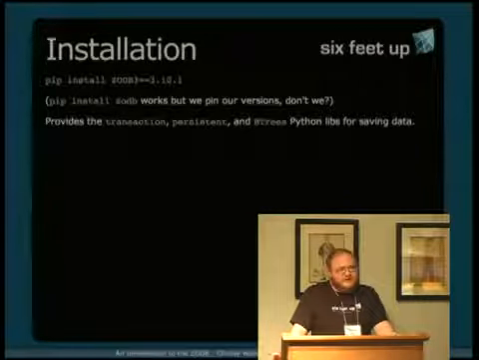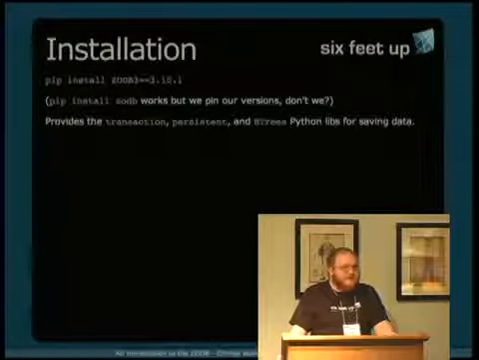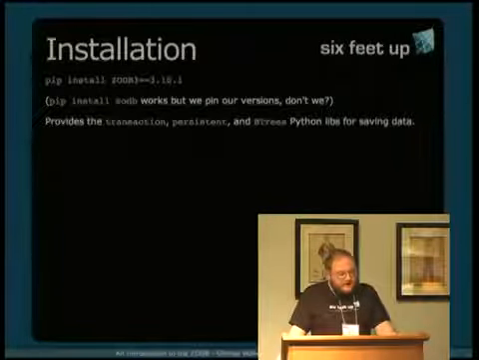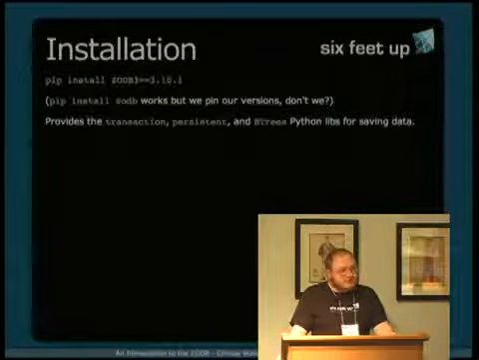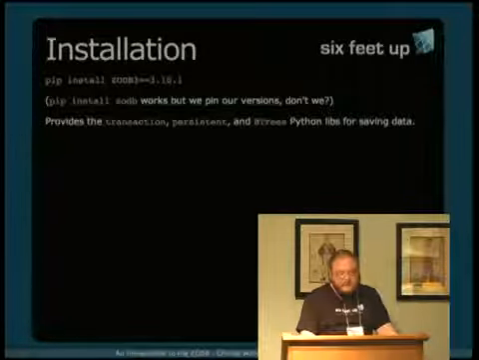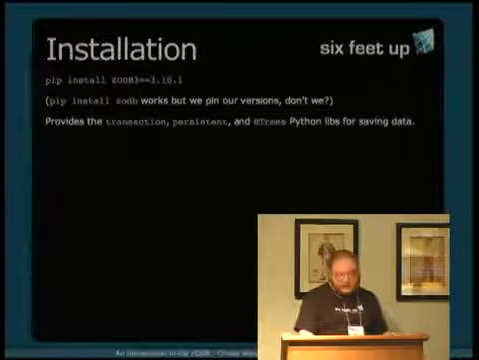Installing the ZODB gives you, there's like 7 dependencies, a few libraries that it needs to use itself. And ZODB itself also provides the transaction, persistent, and btrees Python libraries. And those are used for interacting with the database and saving data.